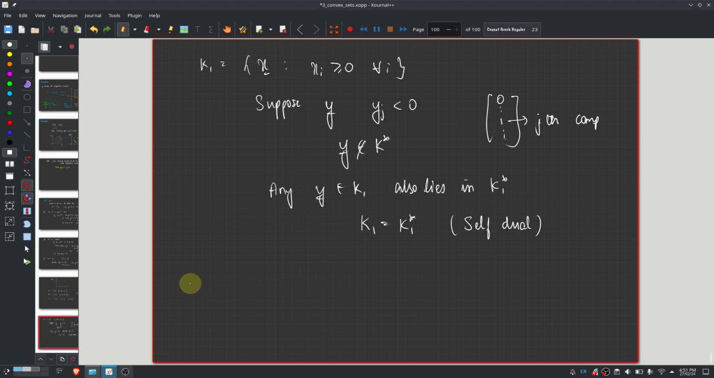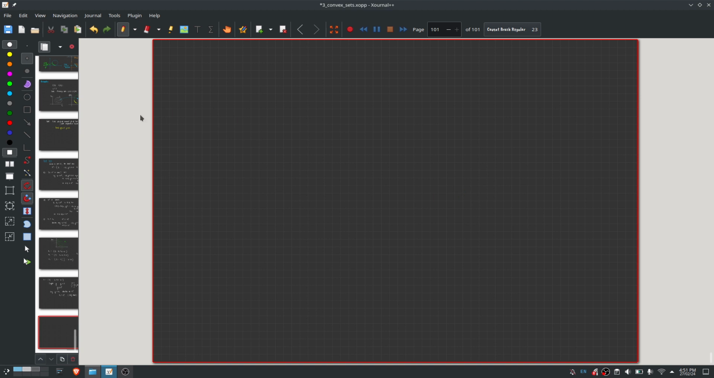So let's try to interpret this statement geometrically. Suppose I give you a particular vector in, say, R2. I'll just take R2, pick a vector of your choice, maybe some vector here. So this is a vector v.